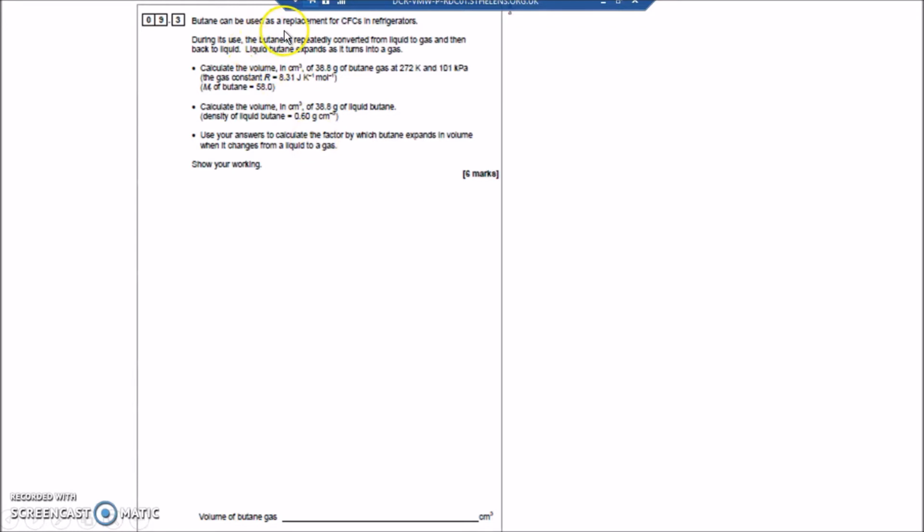9.3. Butane can be used as a replacement for CFCs in refrigerators.